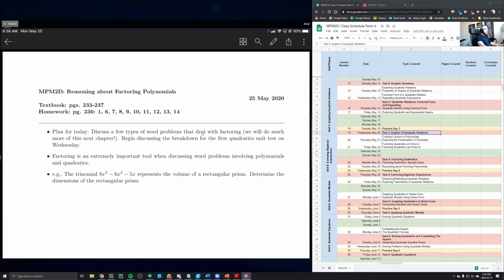One thing that this section has is several word problems, but they're mostly to do with geometry, so volume and area. And so we're going to start there.